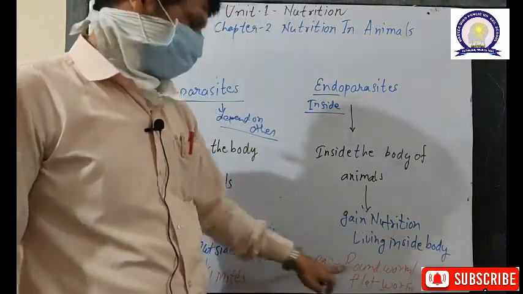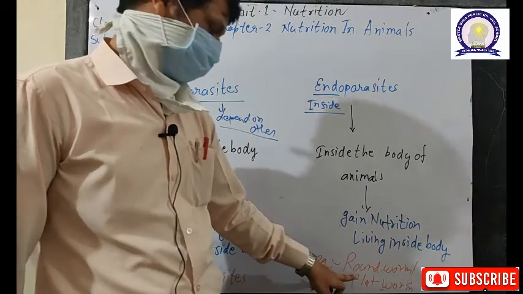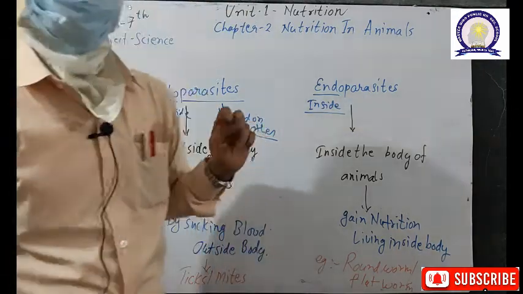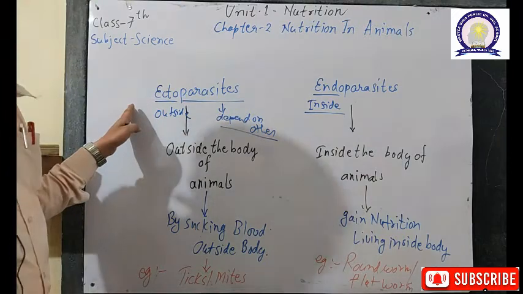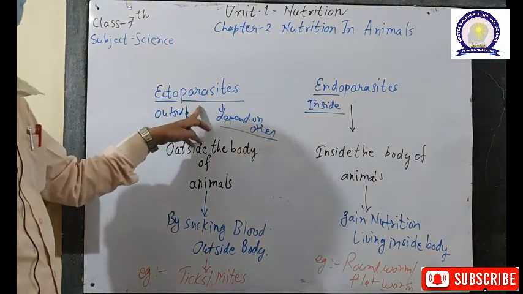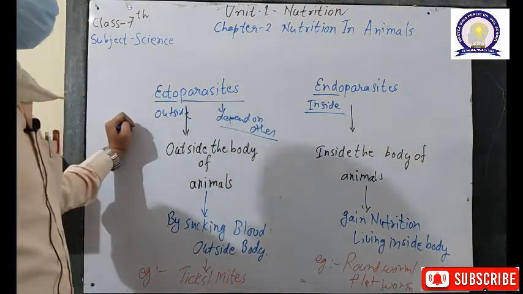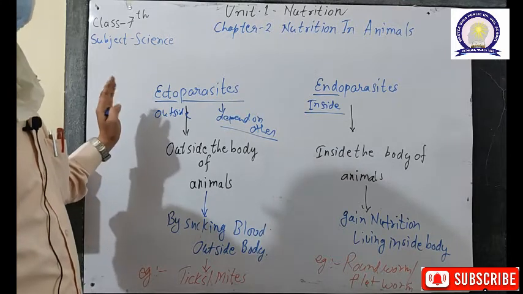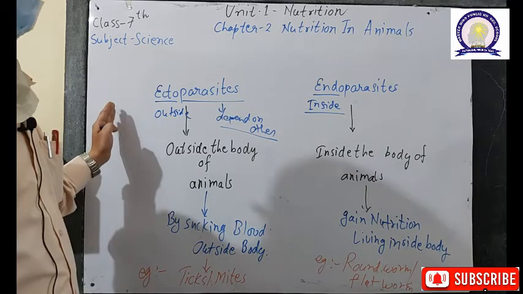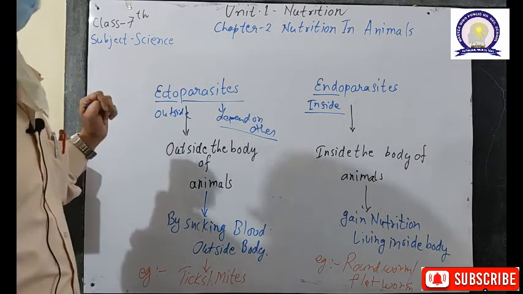A common example is worms present inside the stomach and sometimes the intestine, like roundworm and flatworm. These are called endoparasites. So these two headings, ectoparasite and endoparasite, are also important in the classification of nutrition in animals. In continuation of this section, we will be discussing the detailed nutritional process in animals, the various steps in the nutritional process, and the detailed human nutrition, that is the human digestive system.